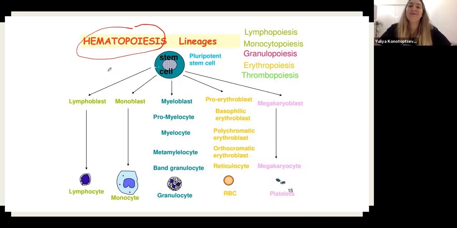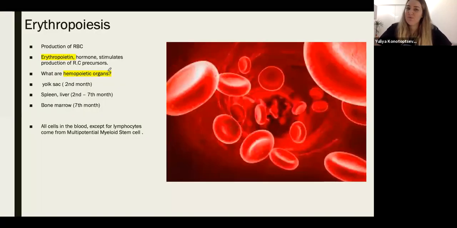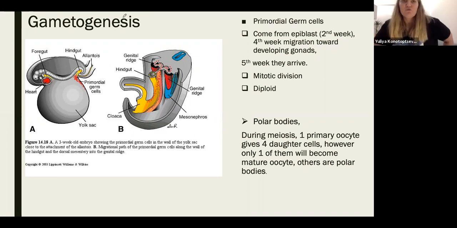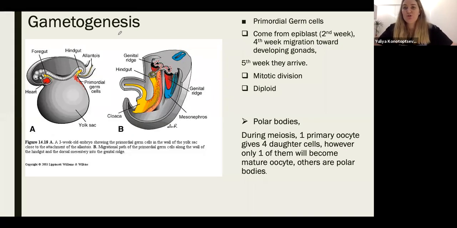So unfortunately, or fortunately, you're going to be skipping all the way until this slide, okay? Because that's more relevant for us right now. So first thing first, we're going to start talking about the gametogenesis. Okay, gametogenesis is the production of gametes.